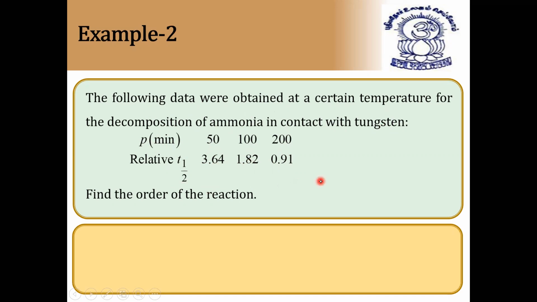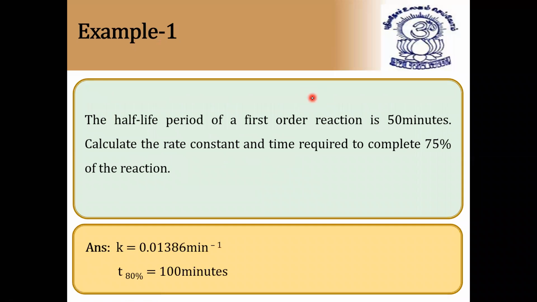So what is the order of reaction here? For a first order reaction we have T half is equal to 0.693 by K. For second order, we have to take into consideration first order, zero order and second order. So let us see now, for second order, how to find the K value. For first, I'll write here the different orders.